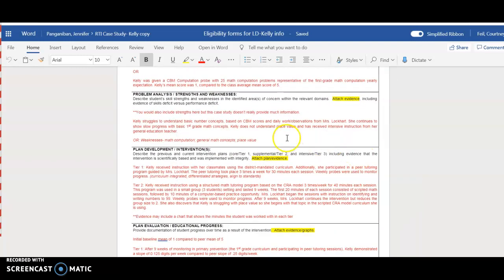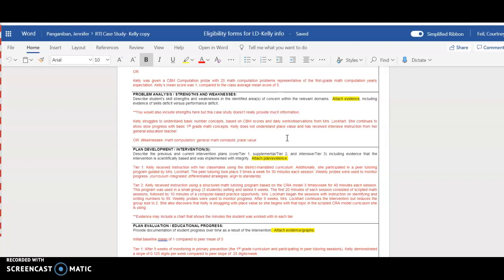The second section is problem analysis. This is the section where you want to detail out the student's skills, strengths, and weaknesses in the identified area of concern. So you're also going to want to attach evidence. You're going to notice in all of the different sections of this paperwork, they're going to ask for evidence to be attached. The evidence that you attach could be the progress monitoring data points, you could graph them, you could also include different pieces of work.